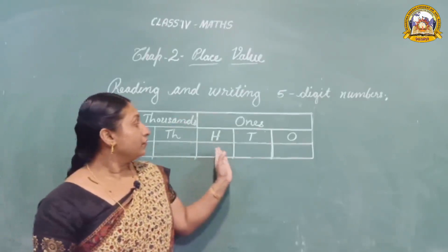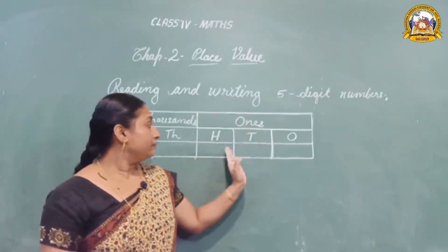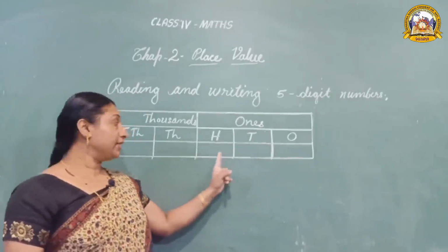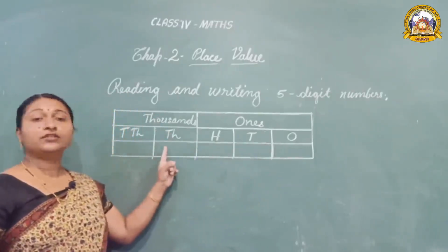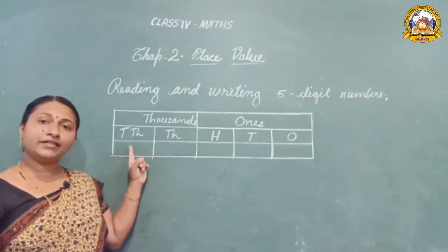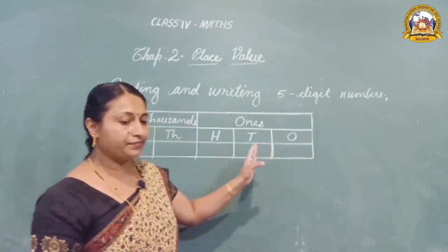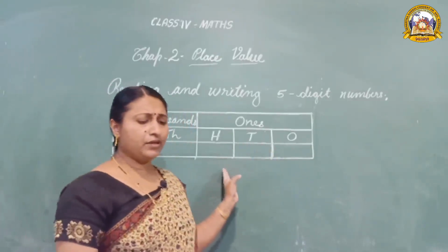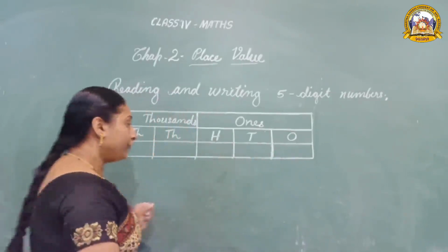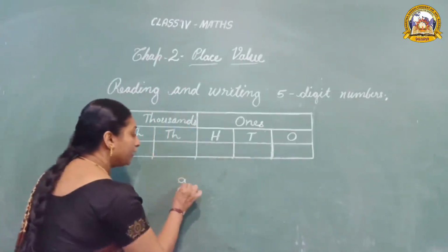Then ones period, which are the places? Ones, tens, hundreds. Next, thousands period, which are the places? Thousands and 10,000. Now let us write a number. For example, 98,153.